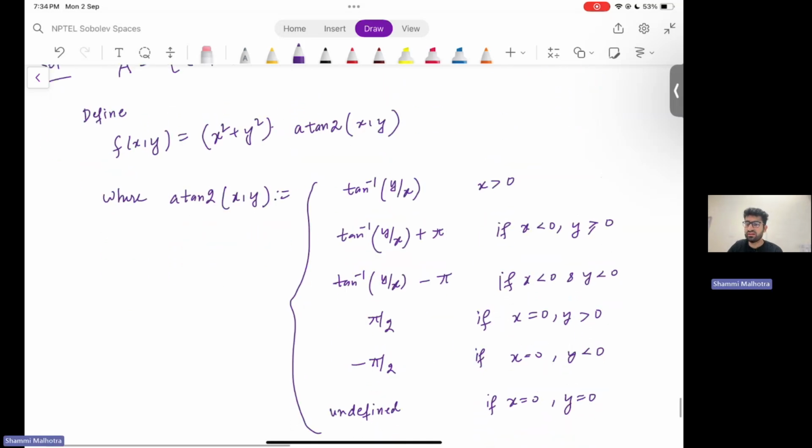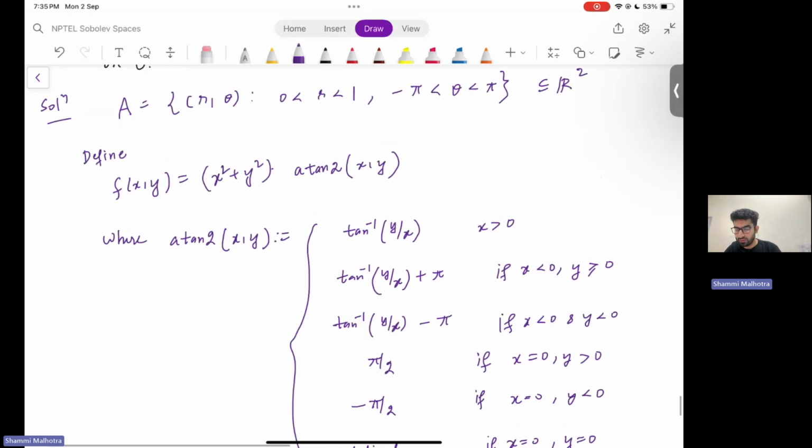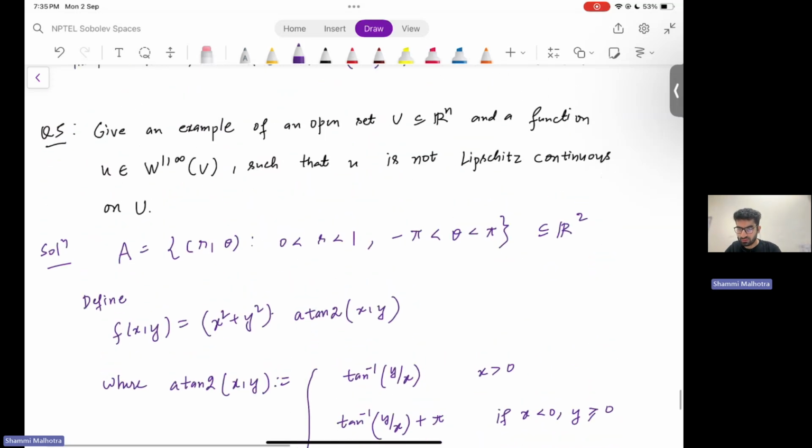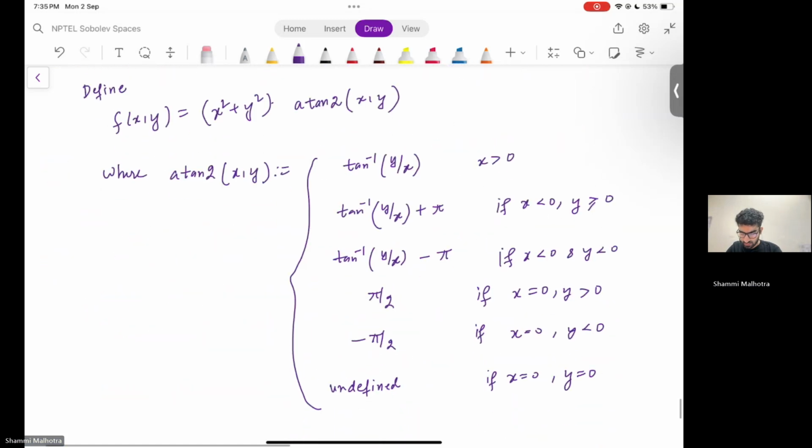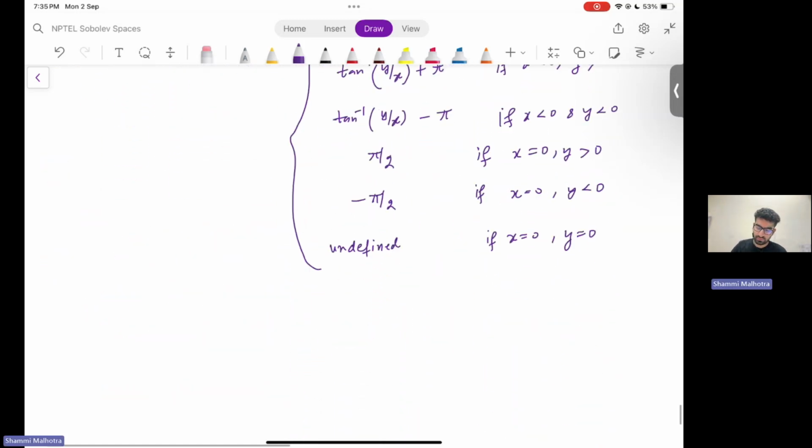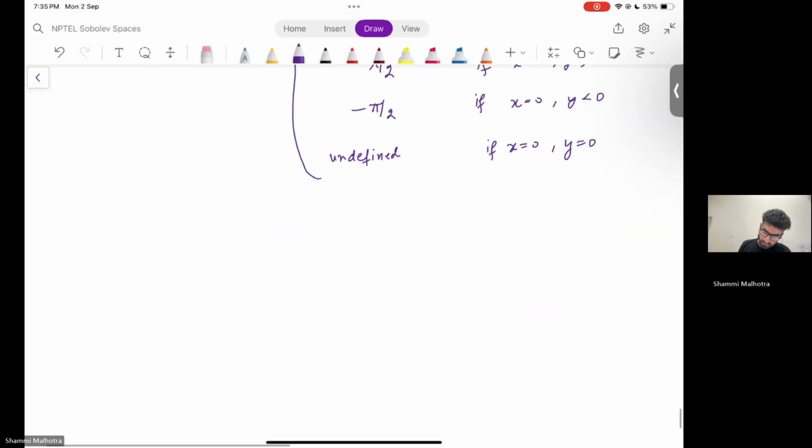Clearly, I know that the tan inverse function is a bounded function. It lies between minus pi by 2 and pi by 2. So this atan2 is again a bounded function, and x squared plus y squared in the unit circle is again bounded. So this is a bounded function. What more? We have to consider the partial derivatives, so del f by del x of x, y.